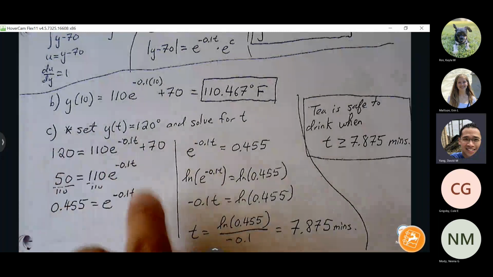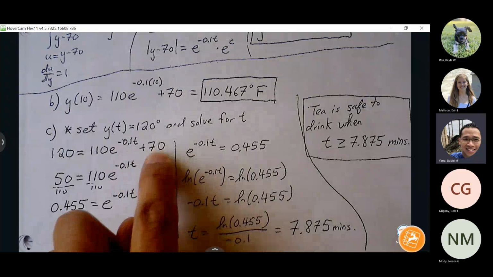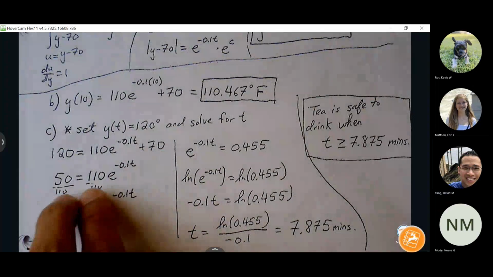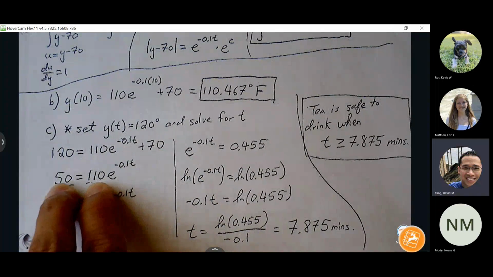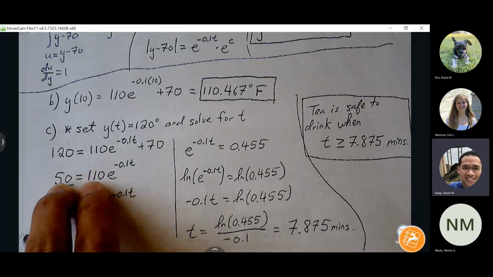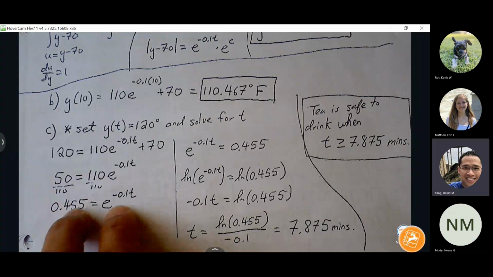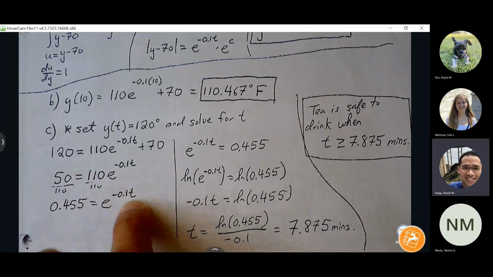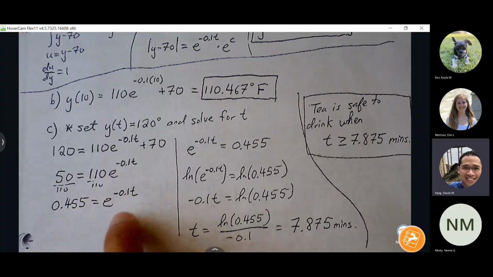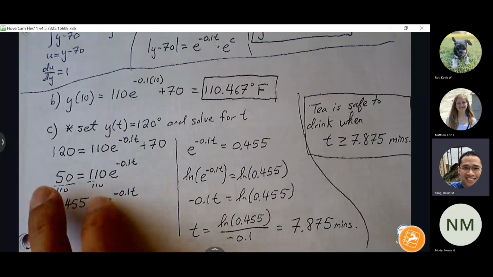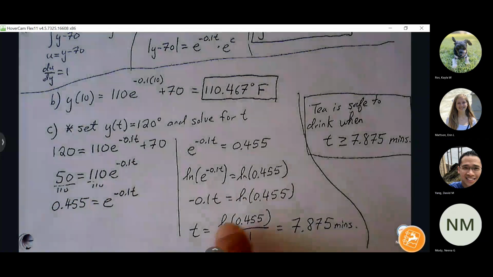I'm just going to slowly move things away from the right side. So I'll subtract 70 first. 120 minus 70 is 50. And then the next thing to move is that 110, so divide both sides by 110. 50 divided by 110 is 0.4545. I want to solve for T, but T is stuck in the exponent. The way to bring the exponent down is to take the natural log of both sides.